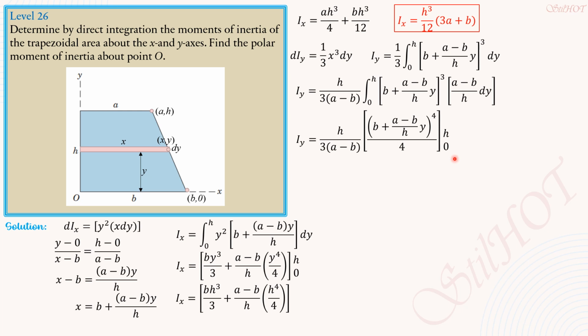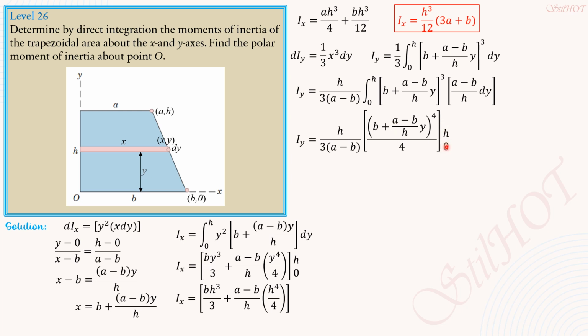So if we substitute the upper limit, this is h over h, which is 1. So we'll have b minus b, so b will vanish. Then we have 12 here, 3 times 4. So what remains is a. h over h is 1, so a to the fourth.